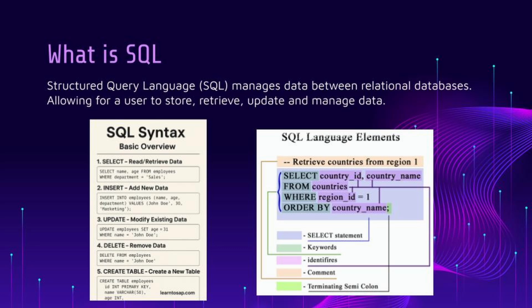SQL data table columns are usually organized by IDs that store a key identifier for each row within the data table. Here is some SQL syntax. Use select to read or retrieve data, utilizing where to find the table, insert to add more data into the table, use update to modify data from an existing row, delete to remove data from a row that's already existing.